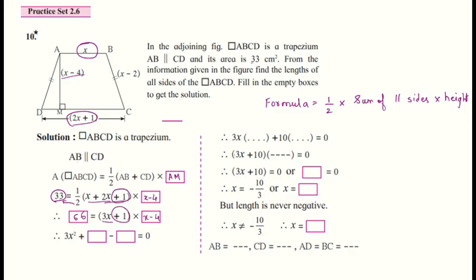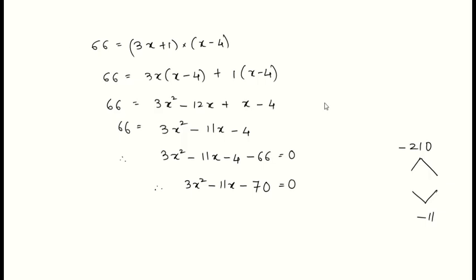Here at this point they have missed some steps, so I am going to solve the steps after this equation. So this is 66 is equal to 3x plus 1 into x minus 4. I will show it to you here. This is nothing but what we saw in the earlier page.